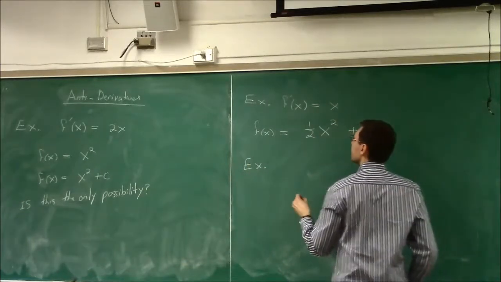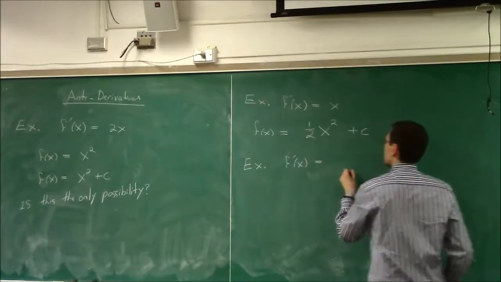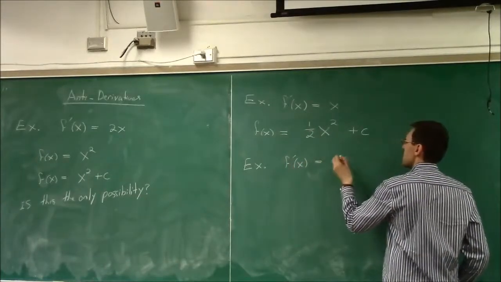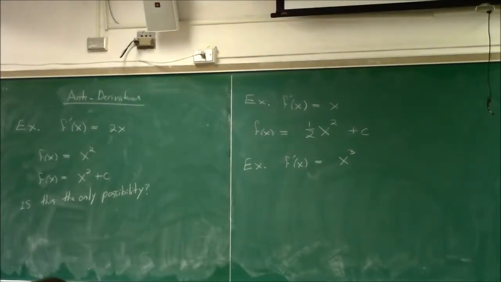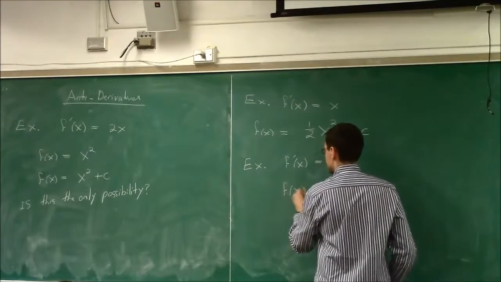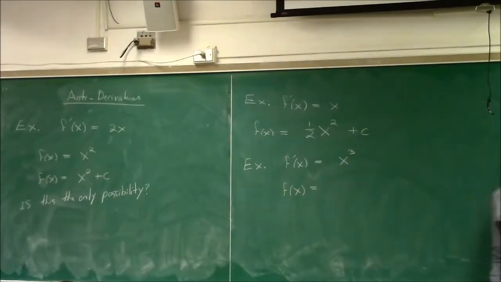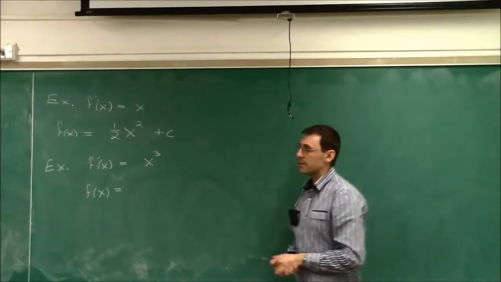Another example. F prime of x is x cubed. What mechanism could have produced x cubed as the derivative? What is f of x? You understand? If you know derivatives well and how they work, you can think in the reverse. What's the reverse?